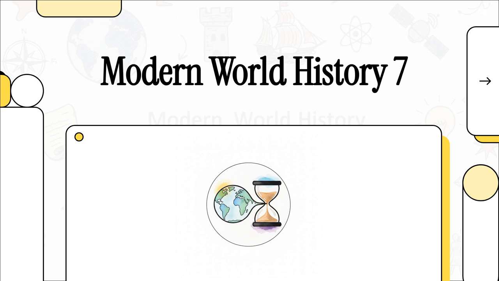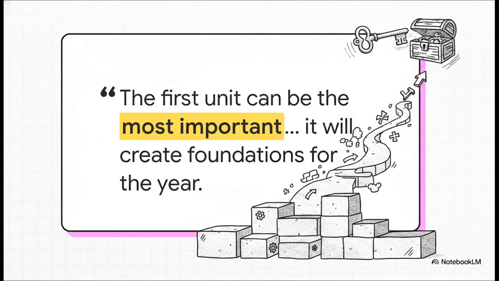We're going to be looking at some massive shifts in human history. The epic rise and fall of empires, and those wild, radical ideas that literally rewired human society from the ground up. But hold on a second. Before we go charging headfirst into revolutions and world wars, we really need to talk about how we start. Check out this quote straight from your curriculum guide. It says, "The first unit of the semester can be the most important for the year. It will create the foundations for the entire year."